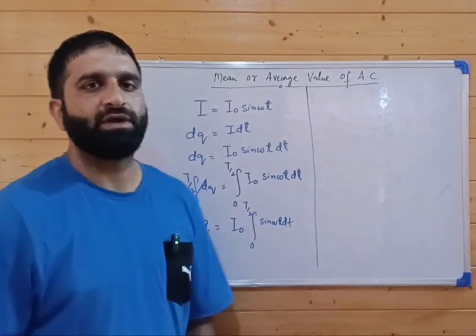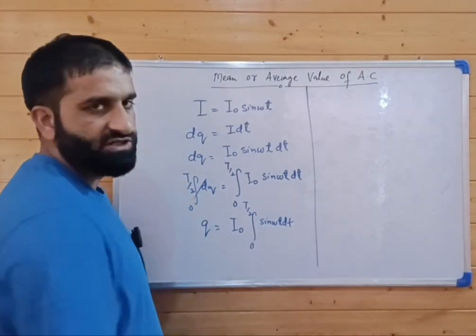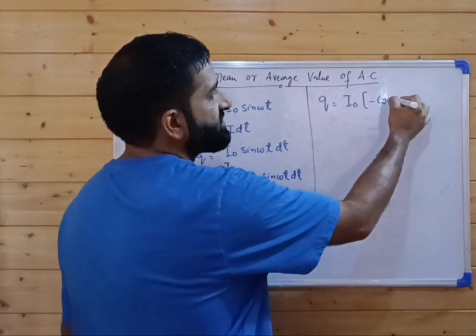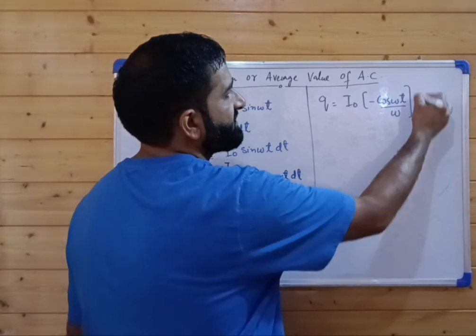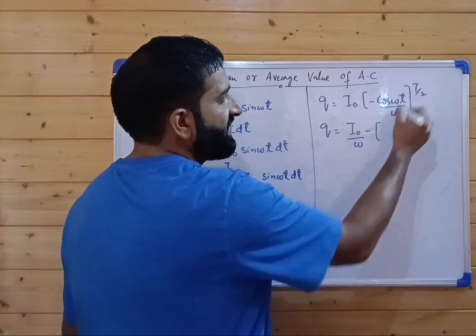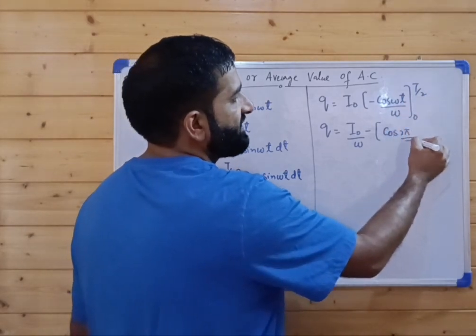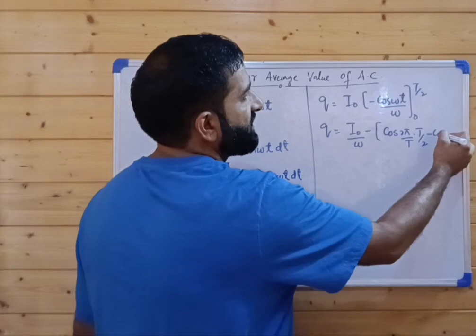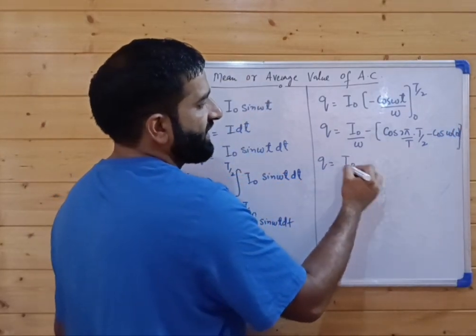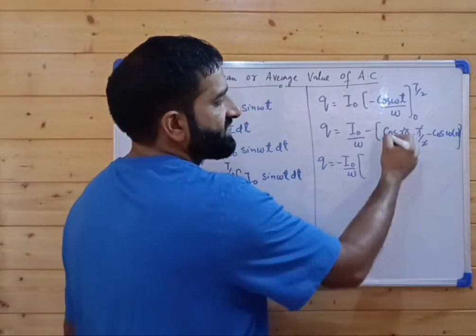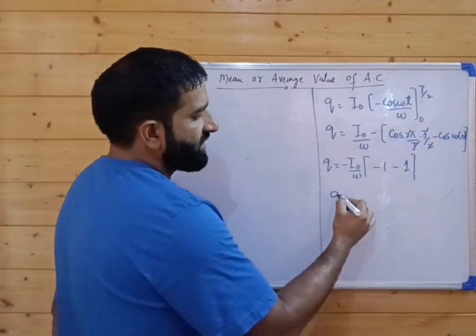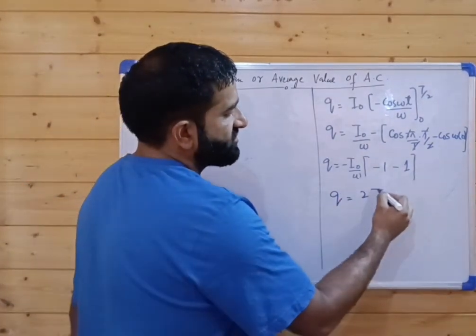Now the integration of sine omega t is minus cos omega t, and the integration gives a factor of 1 by omega. So q is equal to I0 times minus cos of omega t divided by omega, from limits 0 to T by 2. So q comes out to be I0 divided by omega times minus, now taking the limits, cos of 2 pi by T times T divided by 2, minus cos of omega into 0. So q comes out to be I0 by omega times minus, and T and T cancel out, 2 and 2 cancel out, cos of pi. We know that cos of pi is minus 1, and cos 0 is equal to 1. Solving this, q comes out to be minus 2 into minus 1 is 2, that is twice I0 divided by omega.